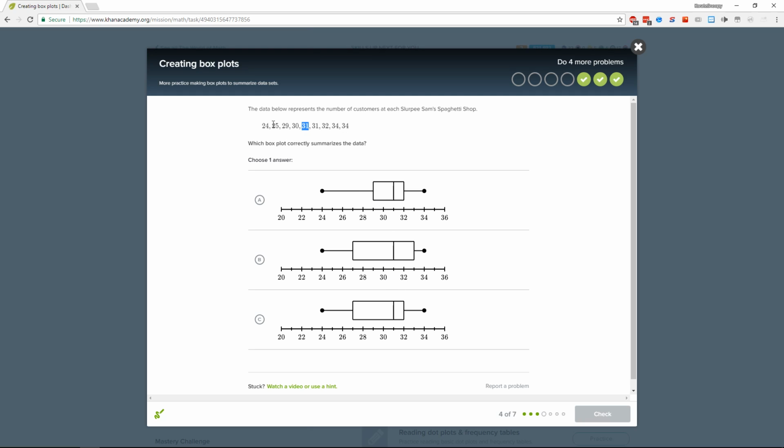Okay, and it's between 25 and 29. Which is 27, I suppose. 27. So it's like one of these two. And then it's 33. So it looks like this one.